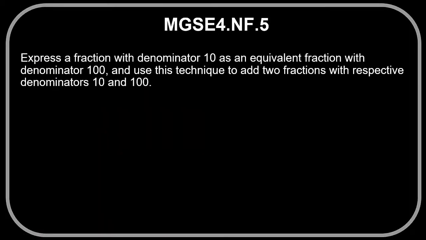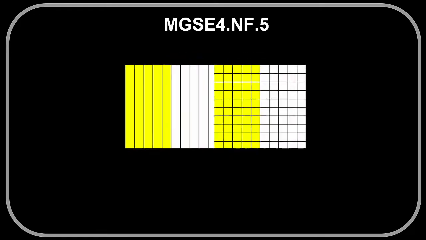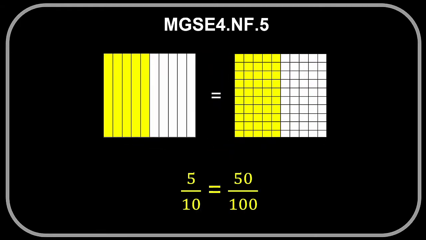Let's start by looking at the expectations for Standard 4.NF.5. This standard continues the work of equivalent fractions by having students change fractions with a 10 in the denominator into equivalent fractions that have a 100 in the denominator. For example, the model shows 5/10ths of the grid shaded. If the grid is partitioned into hundredths, we see that the same area, or 50 of the 100 squares, are shaded. So 5/10ths is equal to 50/100ths.